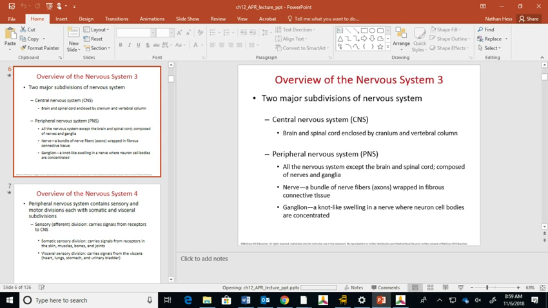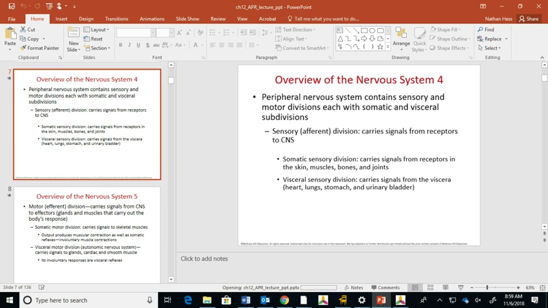The ganglion, which maybe is a term you've never heard before, is basically a little swelling, a little knot-like piece in a nerve where the cell bodies are. You'll see when we talk about the nerves themselves, the cell bodies are kind of separate, and then the nerves have dendrites and axons that extend from them. So ganglia are places where the cell bodies are located, or more densely located than other places.